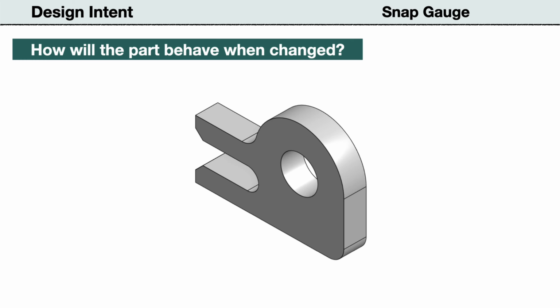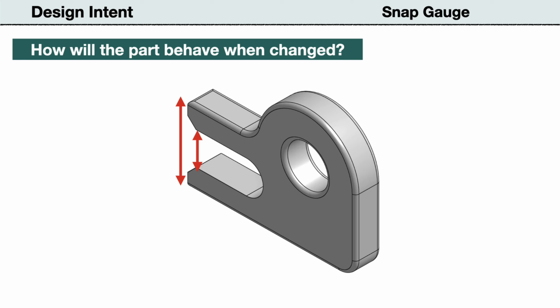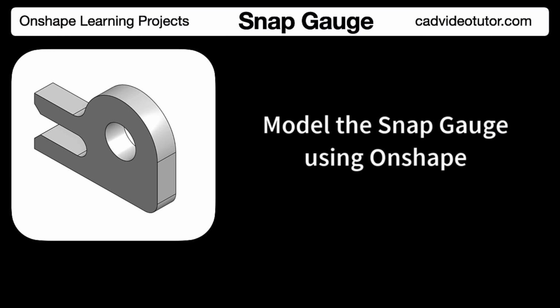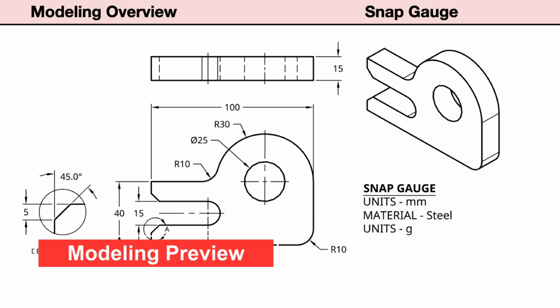When creating the model, the choice and the order of applying constraints will determine if the model will update predictively. So when the slot and nose height are changed, the part will update without errors. Before we model the part in Onshape, let's preview the steps in the modeling process.